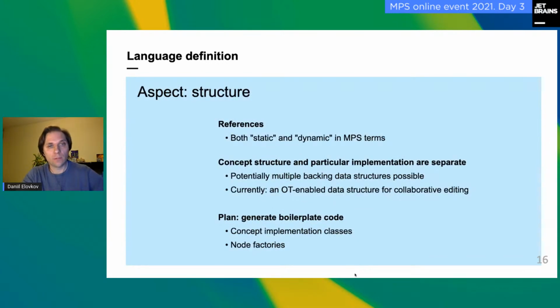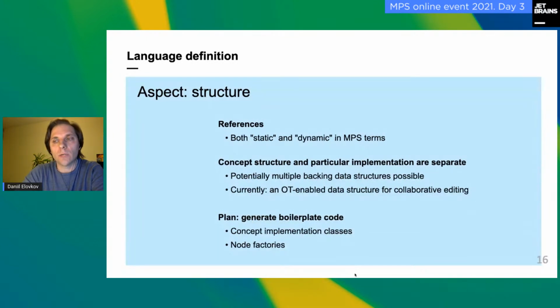Okay, now in more detail about different aspects of language definition. From this moment I will be jumping between the slides and the code. So, structure: conceptually it's pretty much the same as in MPS, of course. We have concepts, and they have properties, child roles, references. Just a couple of notes that can be interesting. Speaking of references, in MPS we have what MPS calls static and dynamic references. In our framework, they're both equally first-class citizens. They're two special cases of a more general thing.